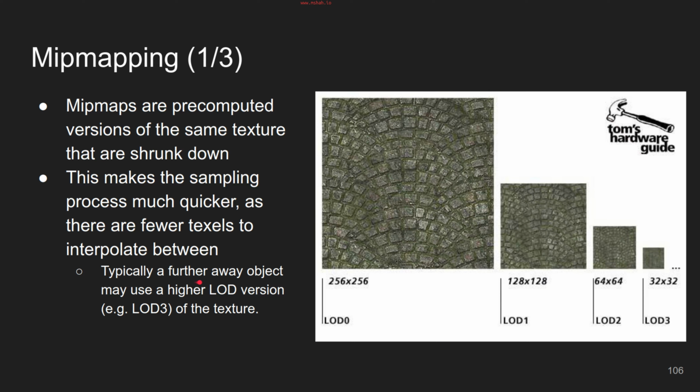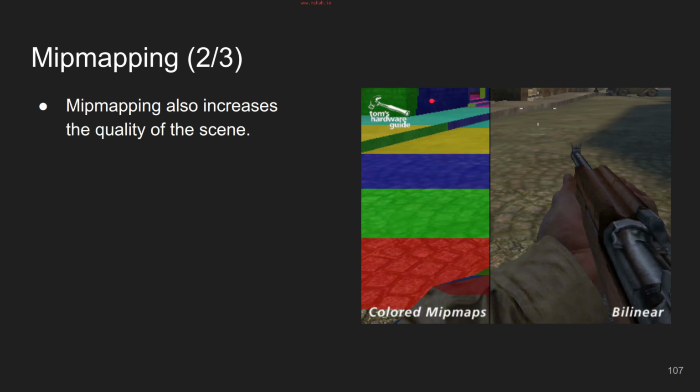Well, typically a further away object, if it's using a higher level of detail version of a texture, that might be a waste, right? So we can get away with the same sort of detail with a lower level of detail here. So here's a nice example of what mip maps look like. Here's a game, and you can see the highest level here. You can actually see the cutoff if you look closely.